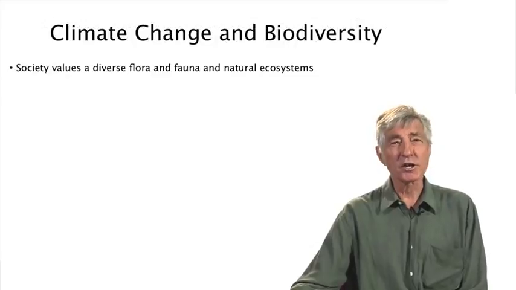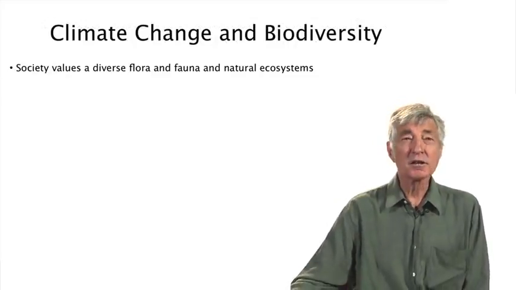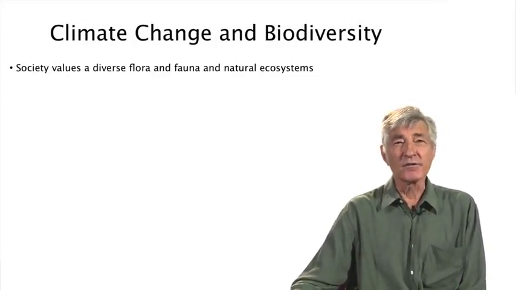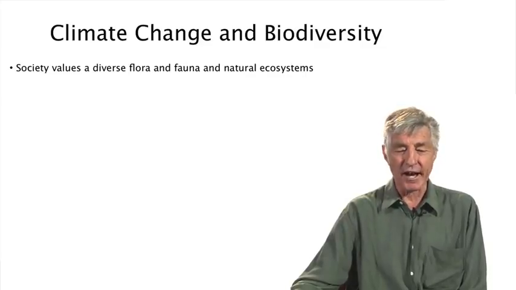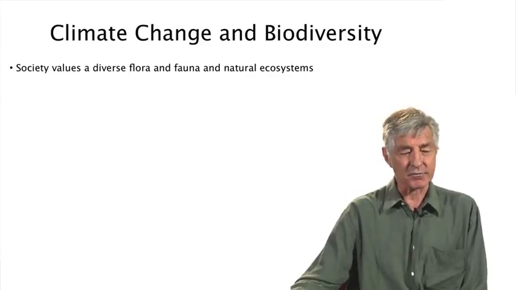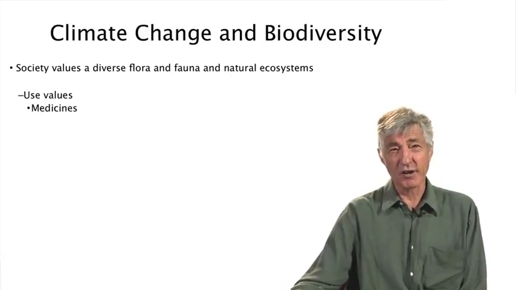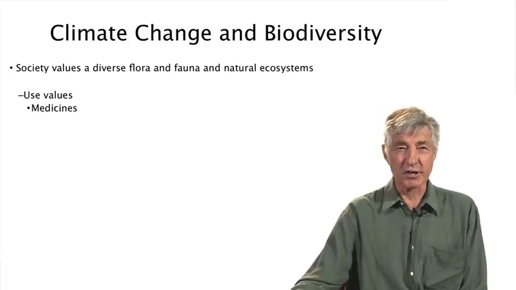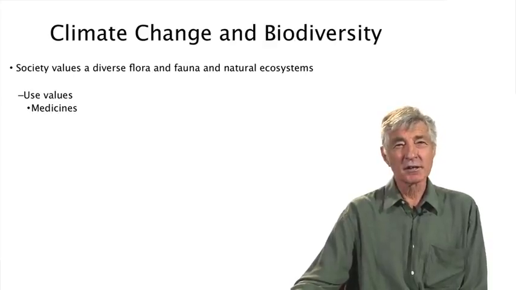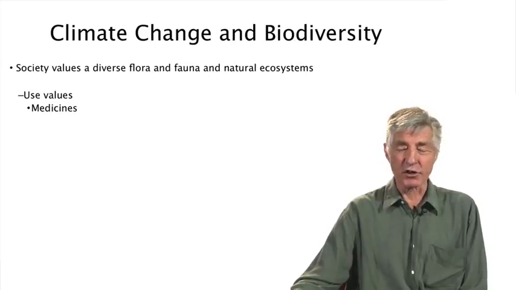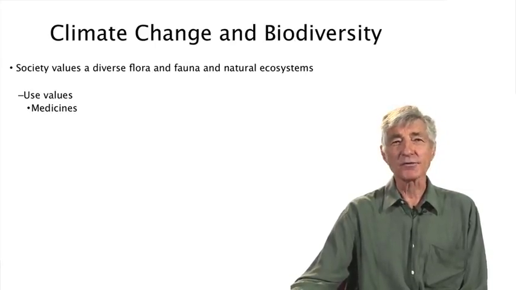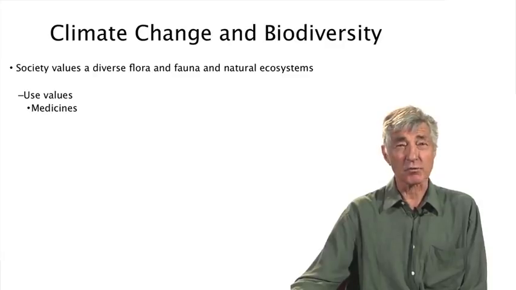Let's turn now to the question of biodiversity. So society in general values lots of different plants and animals and natural ecosystems. For some, these are direct use values. So from a lot of that diversity of plants, we find all sorts of medicines to beat high blood pressure, cancer, and even some that make us get over depression. A lot of those are found in just the natural diversity. We'd want to protect that.